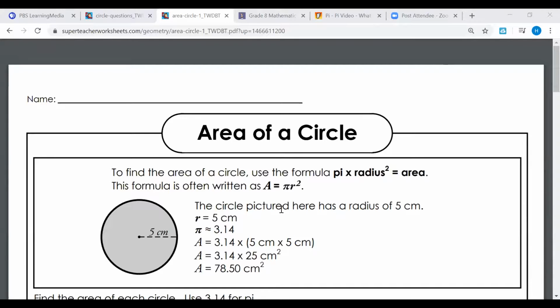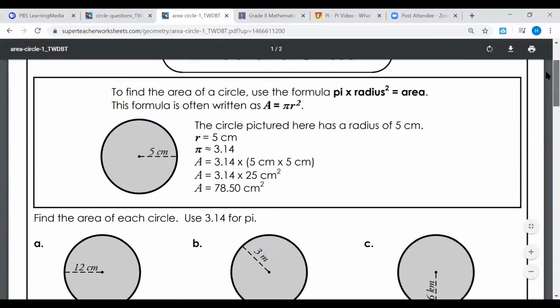The circle pictured here has a radius of 5 centimeters. So you can write down your radius is 5 centimeters and pi is 3.14. To plug it into your formula, you have 3.14 times 5 centimeters times 5 centimeters. What I would do, as they have done here, is go ahead and solve what's in your parentheses first, your r squared. So 5 times 5 is 25. And then you multiply that by 3.14 to get your area.